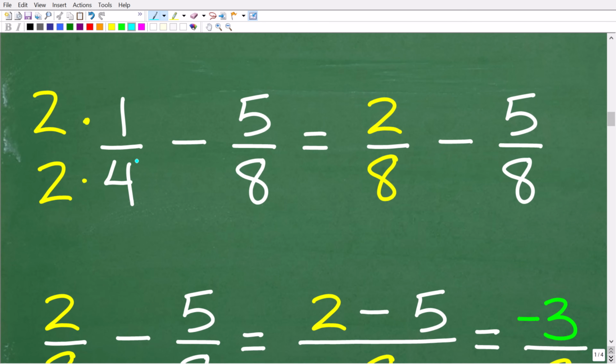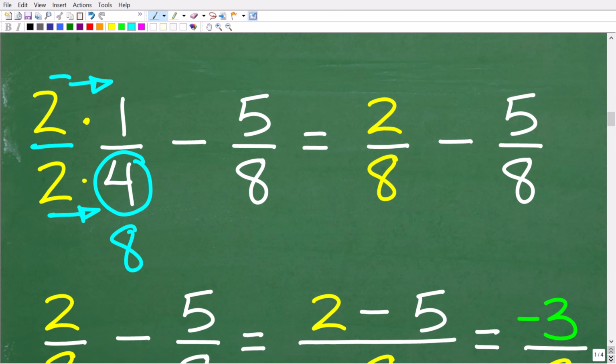Okay, so how do I turn a 4 into an 8, right? So I've got to get this 4 into the LCD, which is 8. Well, this is not that difficult. All we have to do is take this 4 and multiply it by a 2. But if we multiply the denominator by a 2, we also have to multiply the numerator by a 2 as well. Okay, so we have to write what we call an equivalent fraction. So what we're doing here is really multiplying this fraction 1/4 by this fraction right here, 2 over 2.